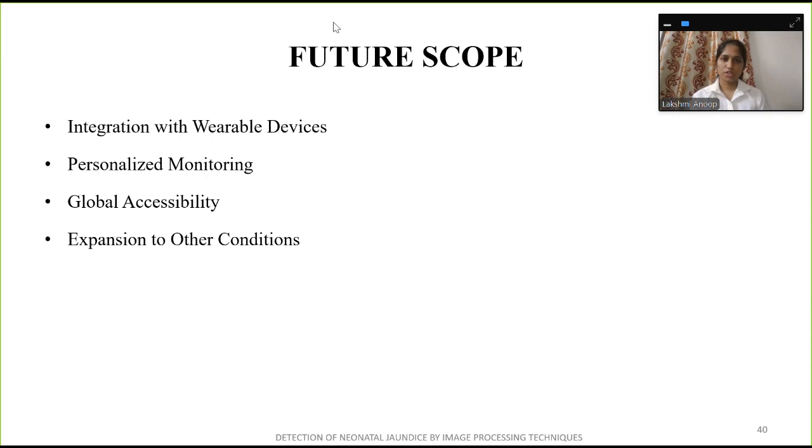Next is the future scope. This method can be used for integration with other wearable devices. This helps in personalized monitoring. Even the parents can make use of this image processing technique based detection of bilirubin, and they can monitor even from their home itself, and it can be globally accessible. And this method can also be expanded to other conditions also.